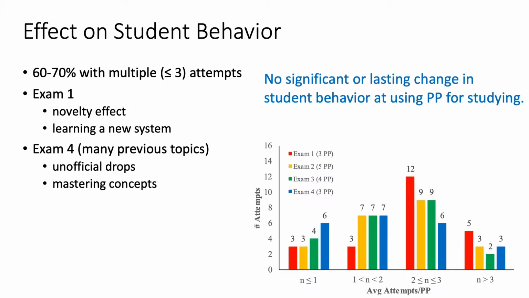All right, let's take a look at the results. So first, the effect on student behavior. For the 4 exams, you can see that most of the time, about 60 to 70% of students try between 1 to 2 times. For the first exam in red, there's a much higher number of tries. That might just be a novelty effect. Hey, this might be something new, or they're trying to get used to the system. And then towards the end, for the 4th exam in blue, there are a few fewer who are trying more.